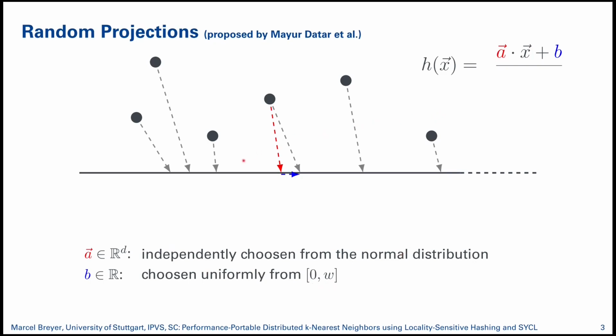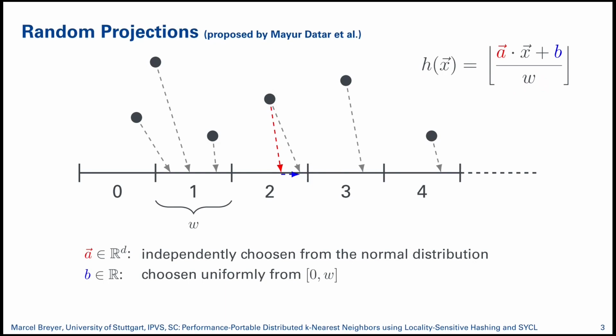After that, our numbers line is divided into segments of the same size. Now the final hash value is calculated by looking to which segment the data point has been mapped to, and this can be done through an integer division by the segment size W. The random projections have two advantages.